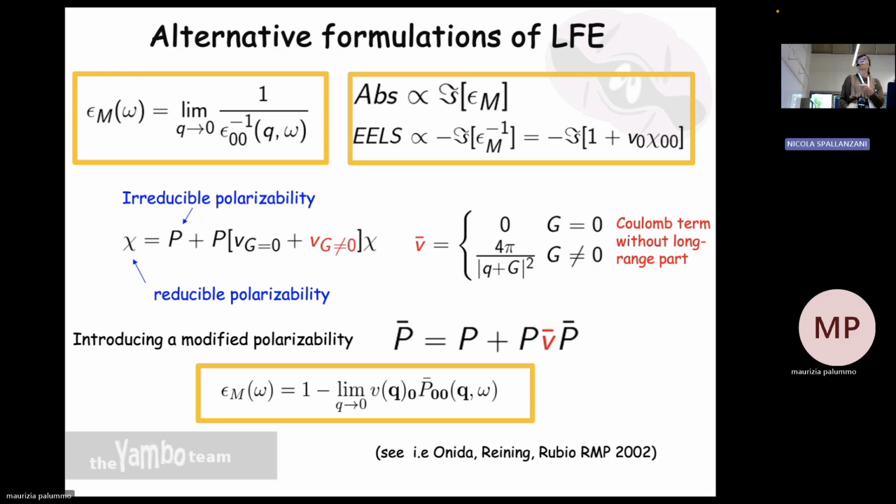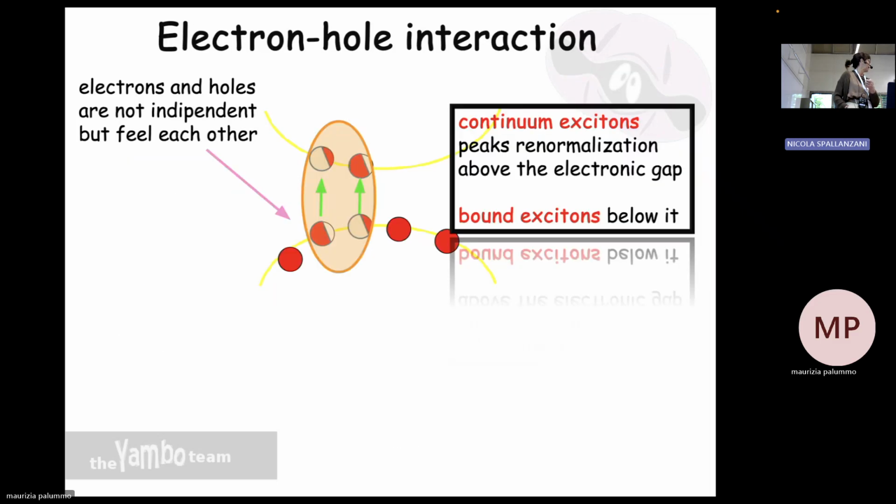Now, it can be shown mathematically, you can find the derivation in this paper, that in order to include the local field effect, instead of using this formula, you can use an equation for a P bar, where instead of having the full Coulomb potential, you exclude the long range part. This can be proved mathematically: you can obtain the macroscopic dielectric function directly by taking the head of that P bar, without doing the inversion. So now keep this in mind.